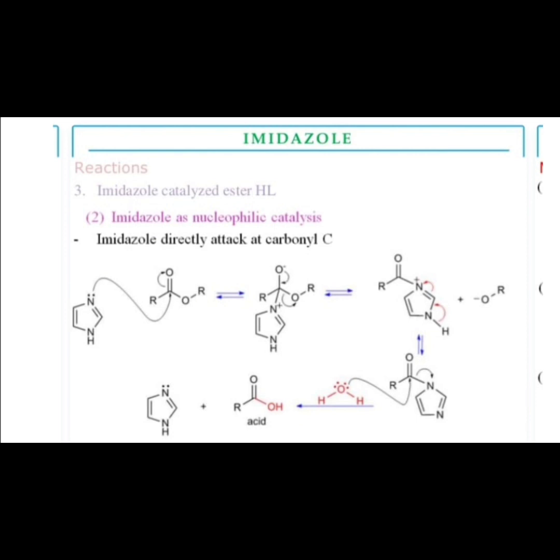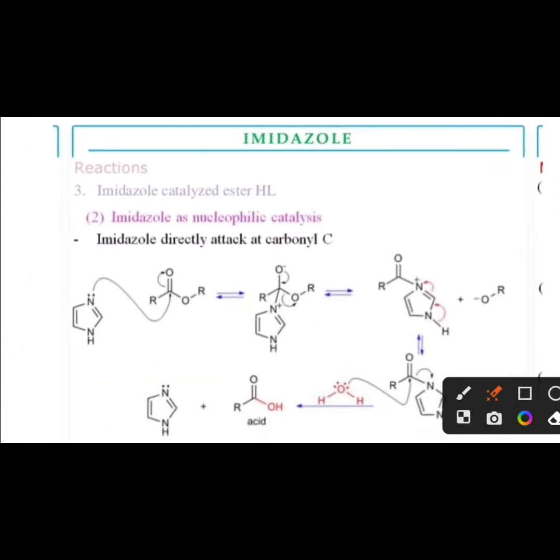Now see imidazole as a nucleophilic catalyst. Imidazole directly attacks the carbonyl carbon. This lone pair of nitrogen attacks the carbonyl carbon. Here is the O-. This O- reverts back and the oxygen-carbon bond breaks. Now see this structure.